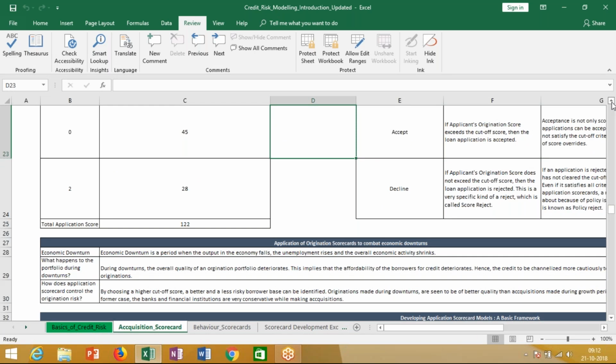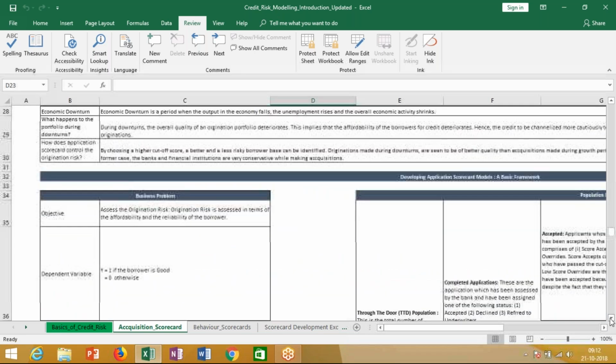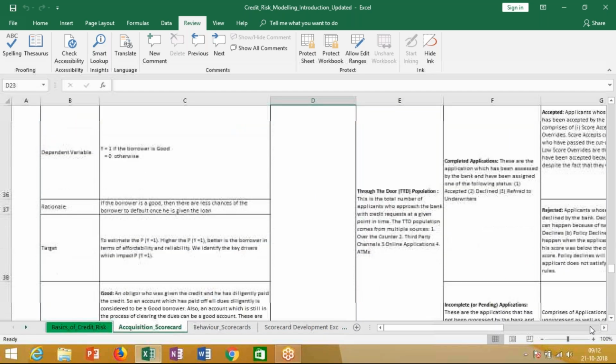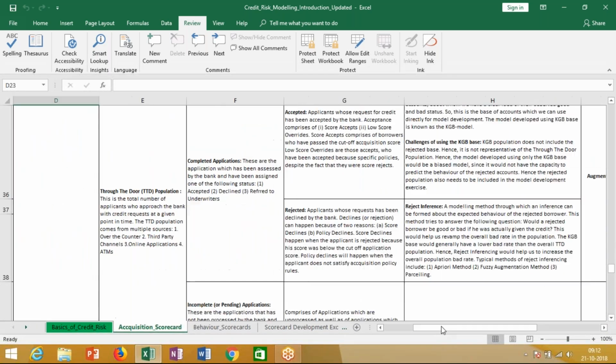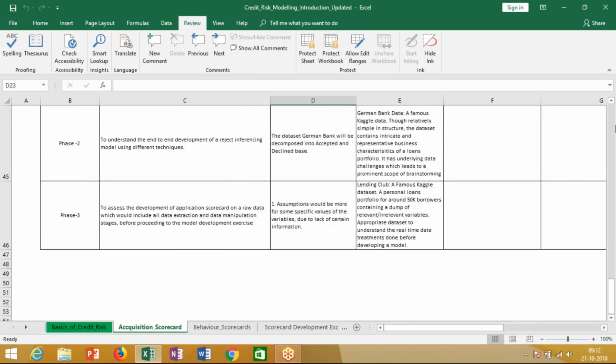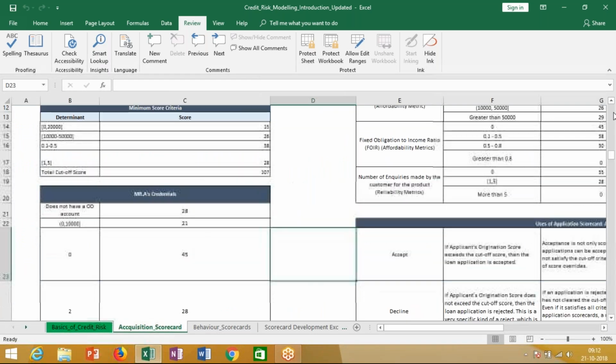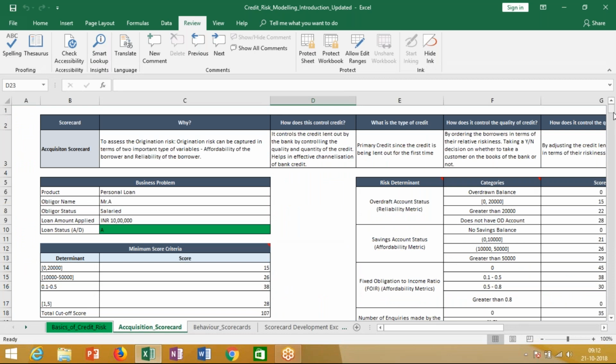So what are the different accept decision rules that are there? What are the different characteristics associated with, or events associated with, application scorecards? We'll be talking about several cases, several exceptions. We'll talk about the basic framework of developing an application scorecard. What are the different types of applications? What are the different types of population bases that are created? How do we go about developing the application scorecard for ourselves? So these are the areas that we'll talk about.